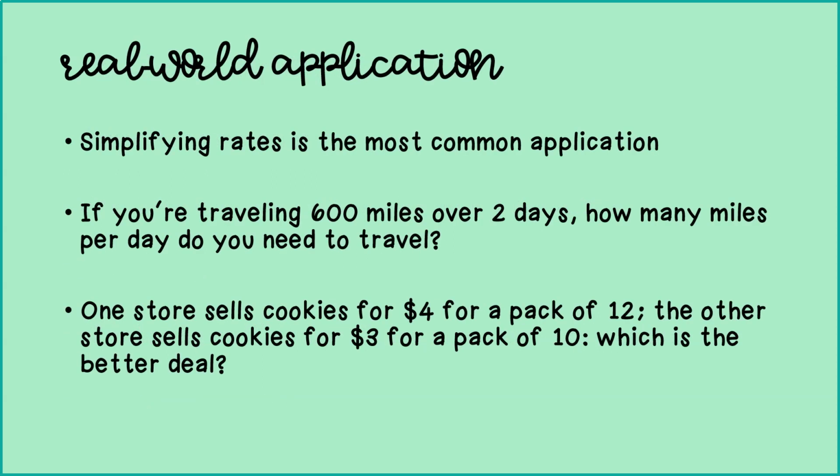So simplifying a rate here, we've got, if you're traveling 600 miles over 2 days, how many miles per day do you need to travel? You could think about that as a division problem, but you could also think about it as a ratio, 600 to 2, and dividing both numbers in the ratio by their greatest common factor, which is 2. Okay, so same thing in that next example, thinking about the best price for cookies and finding that unit rate.